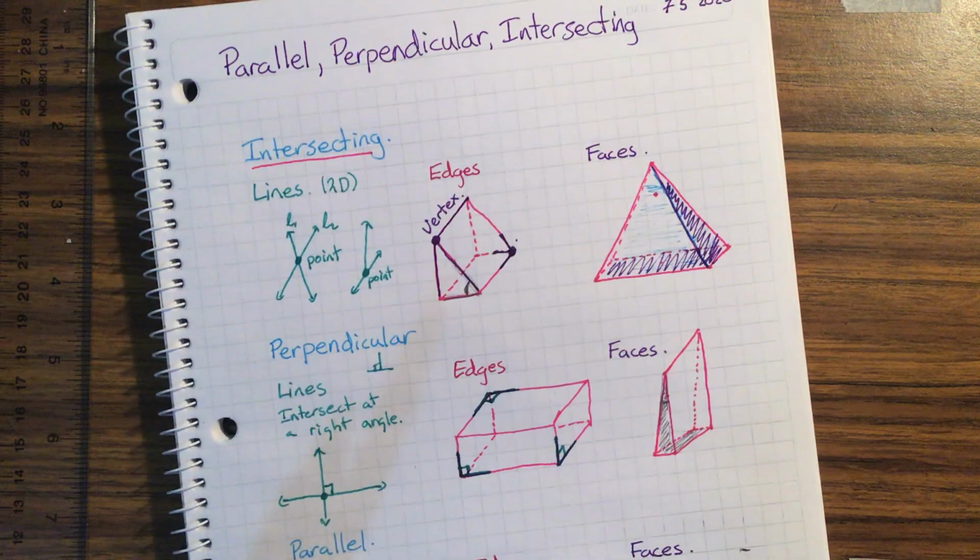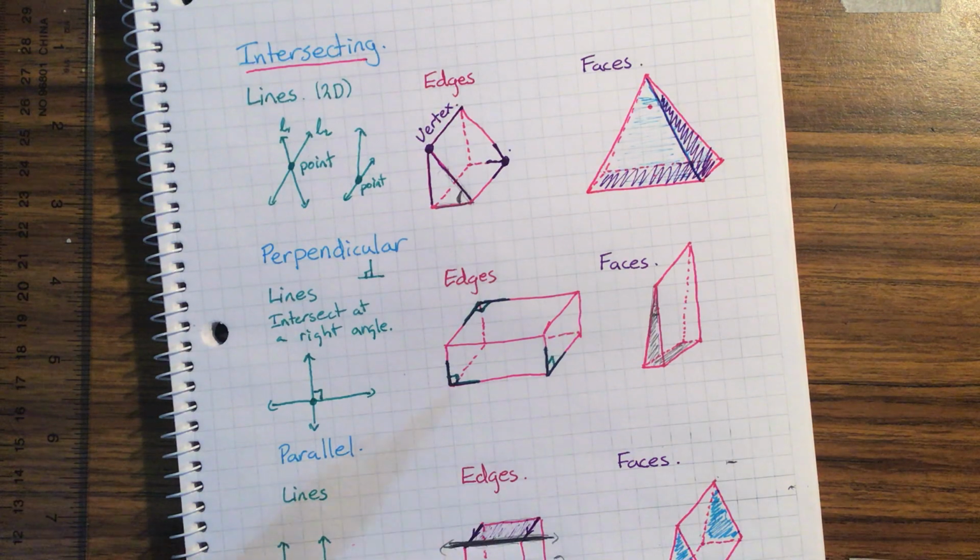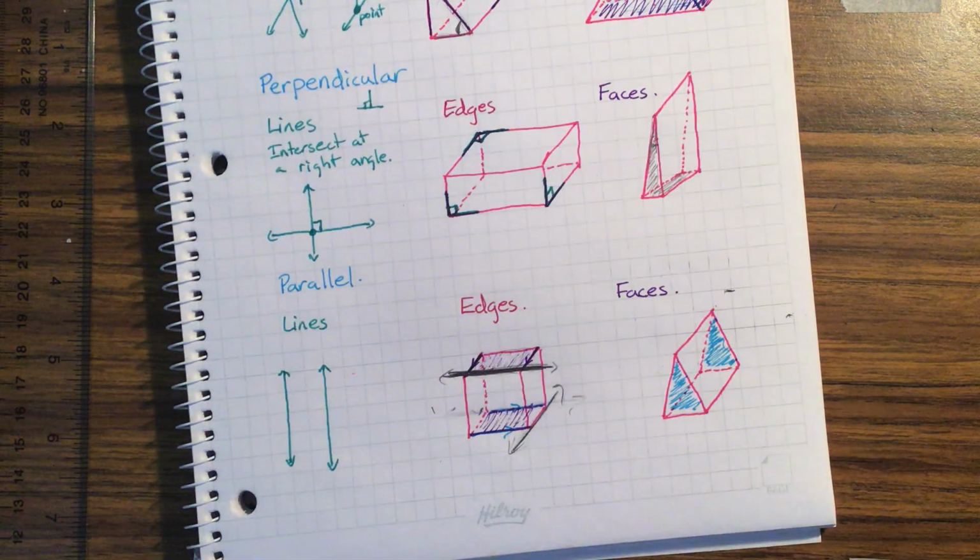All right, so hopefully you understand what intersecting lines, edges, and faces are, perpendicular lines, edges, and faces are, and parallel lines, edges, and faces.